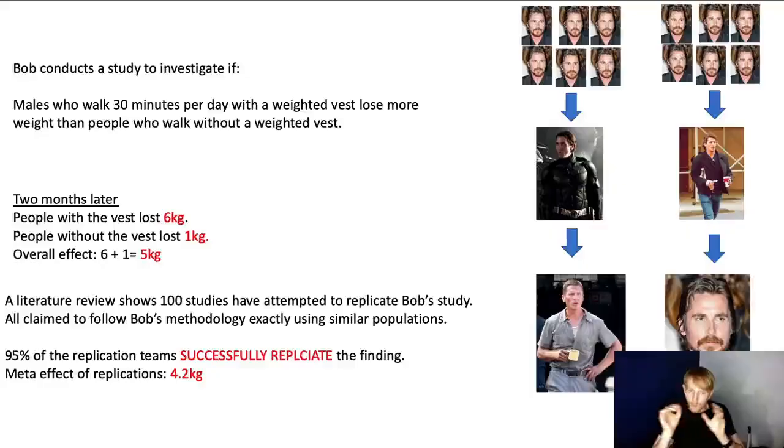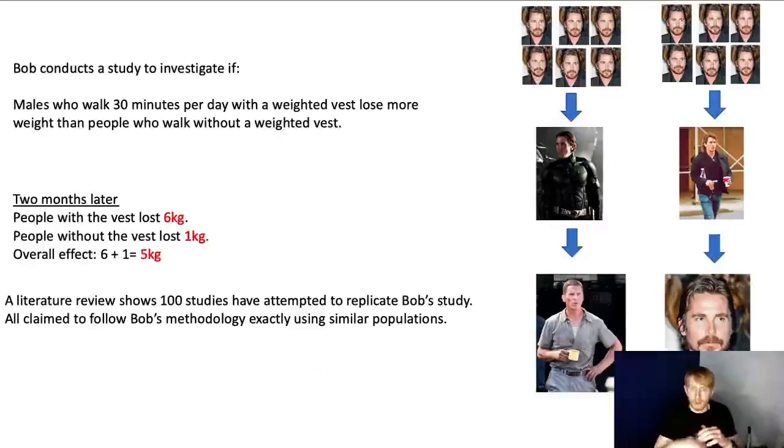Assuming all this is true, how do you feel about that study? Do you think that this study unveiled a truth about the world? That it turns out to be the case that when men wear weighted vests and they walk 30 minutes a day, that's a good way of losing weight? Certainly, an average of 4.2 kilos is nothing to turn your nose up at. It takes 30 minutes a day. 95% of studies replicated the finding, which is pretty good. That's a way that replication can help you think that a certain finding is reliable.